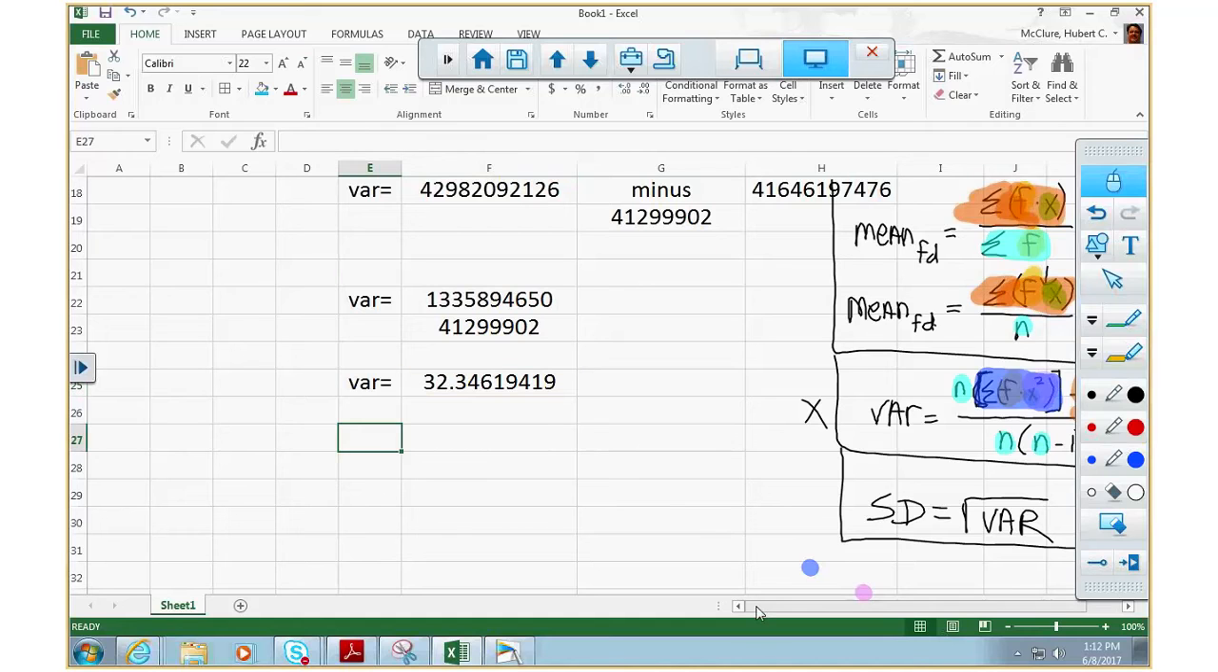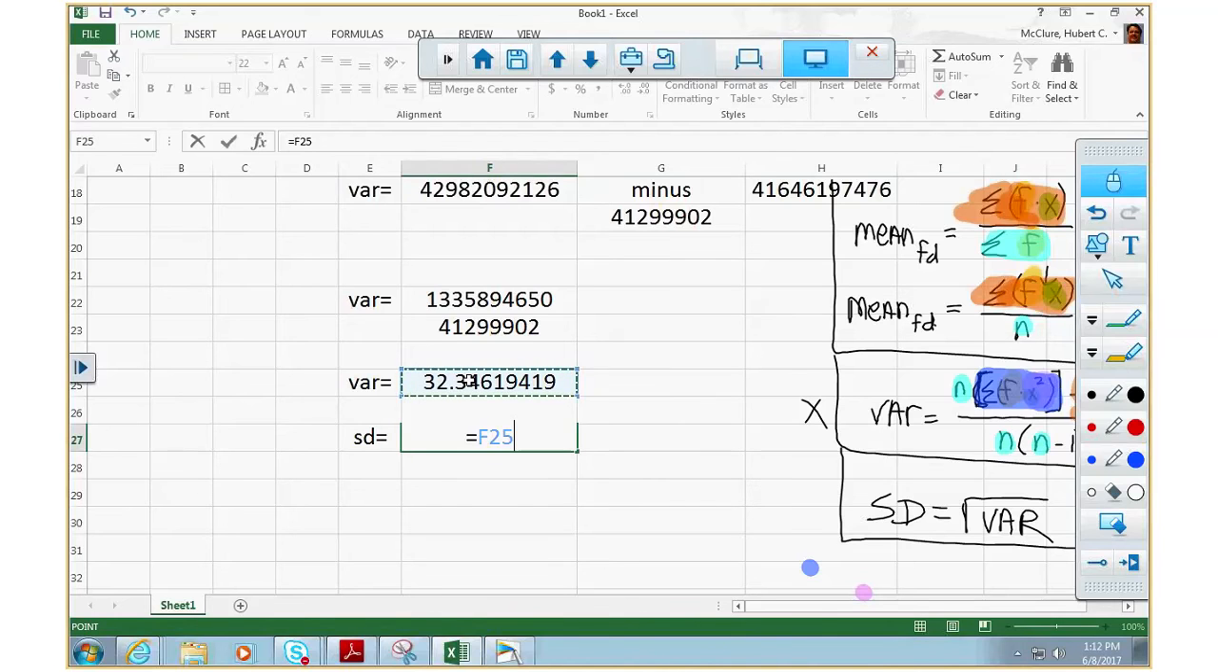But anyway, variance equals 32. So standard deviation is equal to that number raised to the what? 0.5 power, which is the square root. And there's your standard deviation.